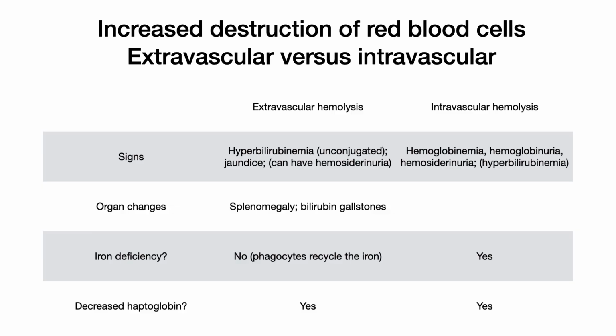I think the important thing to always remember about medicine is that you learn like black and white in medical school oftentimes, but in the real world there's a lot of overlap. But yet, if you were to see urine hemosiderin, the most common association would be intravascular hemolysis. In extravascular hemolysis, you start to get splenomegaly and bilirubin gallstones from the unconjugated bilirubin. Iron deficiency, you do not see that in extravascular hemolysis, but intravascular hemolysis you do, because you're obviously losing it in the urine. And both of them actually have a decreased haptoglobin.